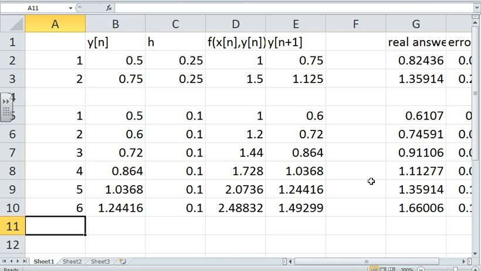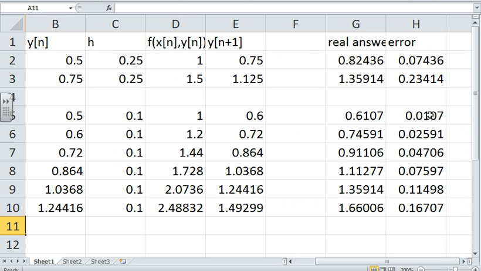All right, so I'm finding that my answer, y of x, are these numbers. I'm finding that the real answer would be those guys over there, and I'm deviating just a little bit from the real answer as I go down. Okay, so that's what we do.